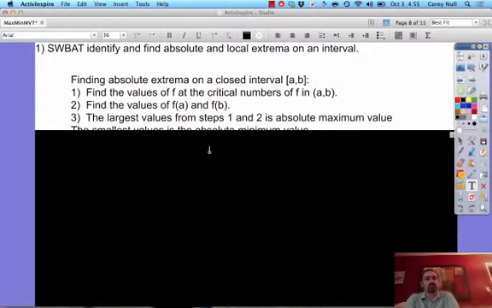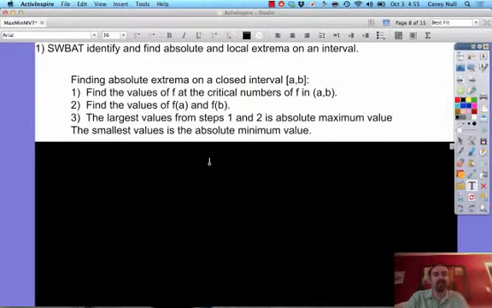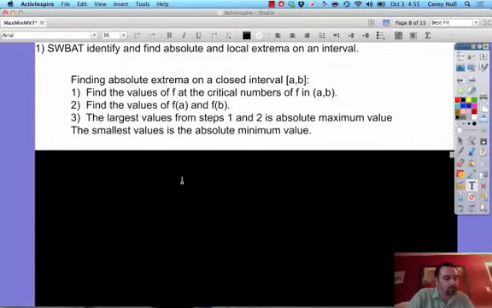Okay. So let's talk about how we find extreme values on a closed interval. The first thing we do is we find all the values of f at the critical numbers of f in a to b. So we find where the derivative is equal to 0, and we find those values. Then we find the values at the endpoints. And then we compare, we find the largest and smallest values between steps 1 and 2 to figure out where the absolute maximum and minimum are.